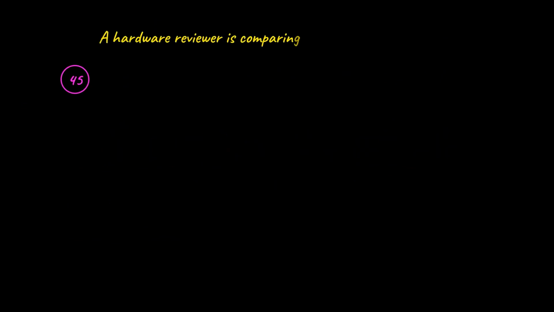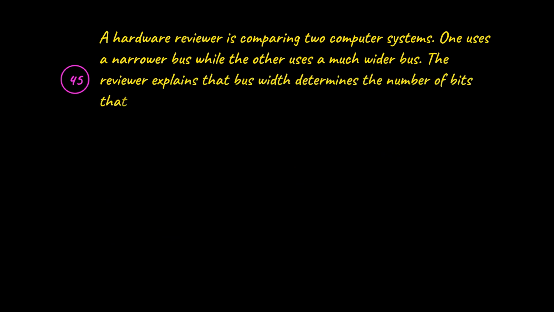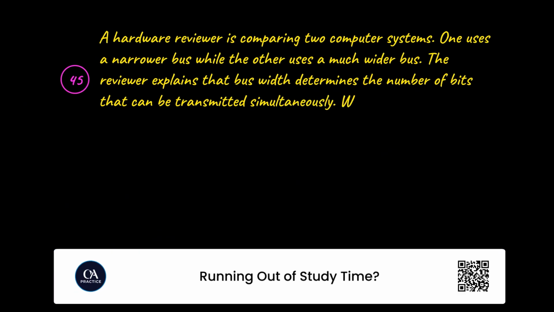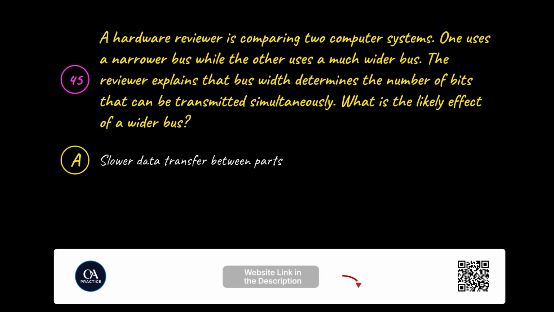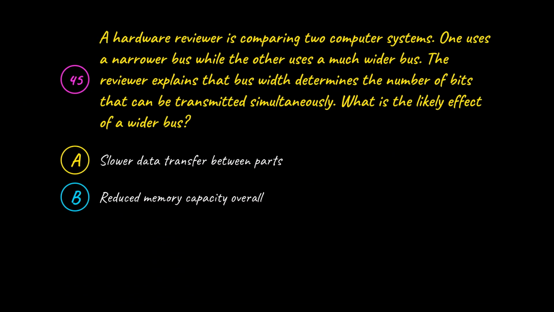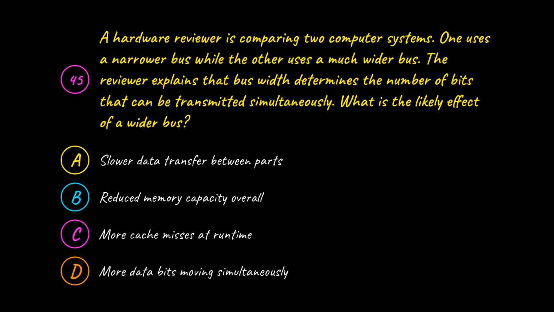Question 45. A hardware reviewer is comparing two computer systems. One uses a narrower bus while the other uses a much wider bus. The reviewer explains that bus width determines the number of bits that can be transmitted simultaneously. What is the likely effect of a wider bus? Your options are A. Slower data transfer between parts, B. Reduced memory capacity overall, C. More cache misses at runtime, D. More data bits moving simultaneously. Pick one. Trust your gut. Here's your chance to test yourself.